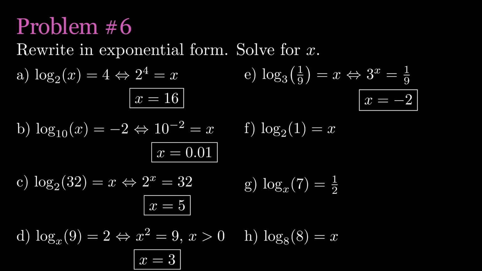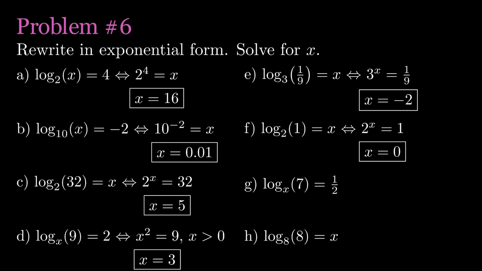Part F is very similar to part E. We have a logarithm with the base of 2, that becomes the base of the exponential, the value of the logarithm, the exponent being x, and the value of the exponential, the input of our logarithm, is 1. So the exponential form is 2 to the power of x equals 1, and we're asking what exponent imposed on the base of 2 results in 1, and that exponent is 0, because any non-zero number raised to the power of 0 results in 1.